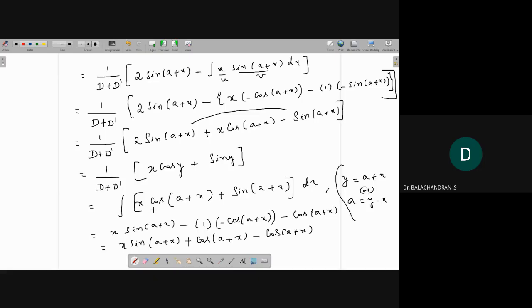Here you have two functions. So x, and here cos of a plus x, Bernoulli's formula. So you keep x as it is.